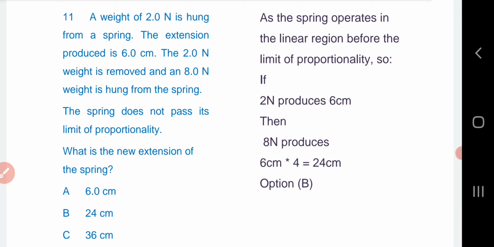And the answer is, as the spring operates in the linear region before the limit of proportionality, if 2 Newton input force produces 6 centimeter extension, then 8 Newton input force will produce 6 centimeter into 4, which is equal to 24 centimeter. It is linear range, so 24 centimeter is the answer, and option B is the correct option.